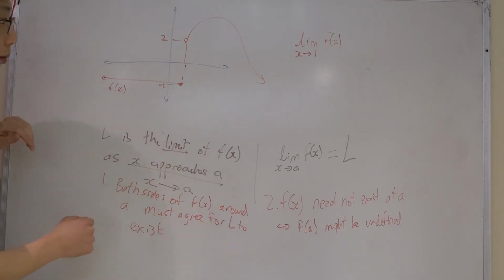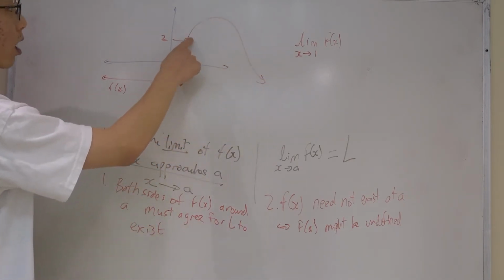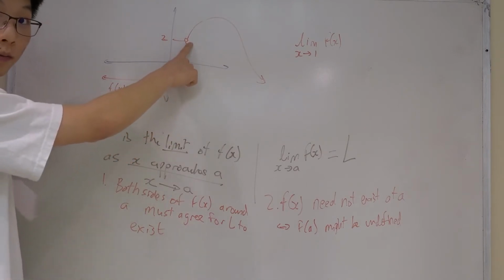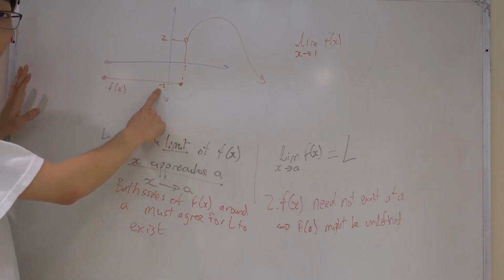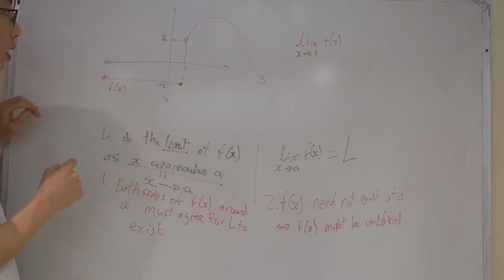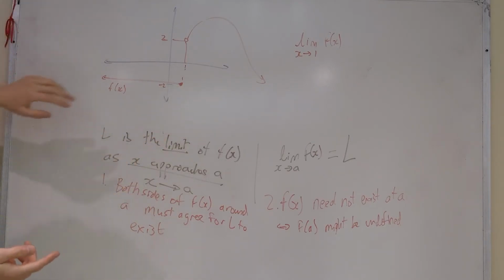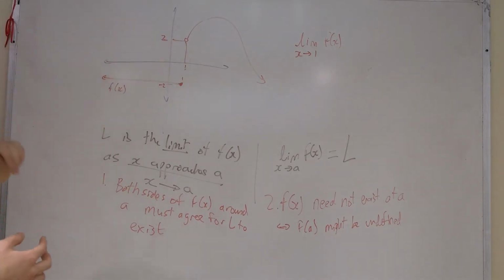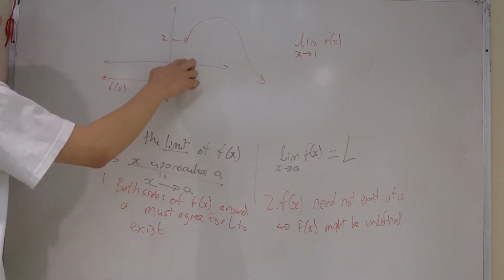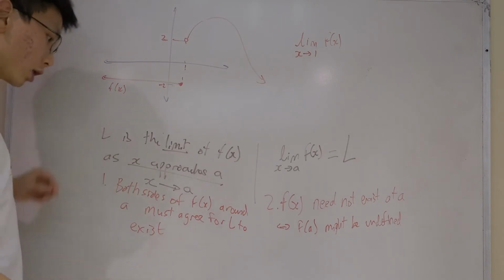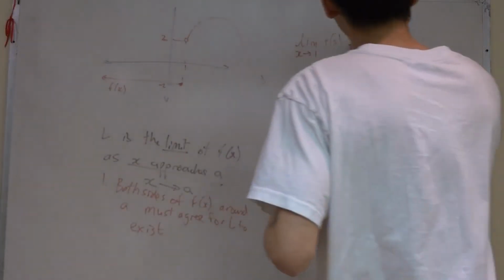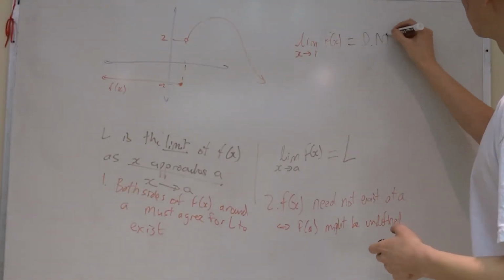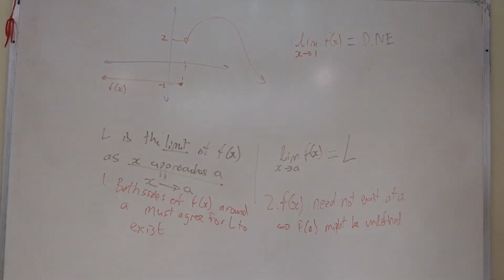Here they disagree because the right side is trying to say, I think I'm going to reach 2, whereas the left side is trying to say, no, I'm going to reach -2 by the time I reach x equals 1. Of course, the reason why they are disagreeing is because of this gigantic gap that I've drawn here. So, in this case, we actually have to say something special. We have to say the limit does not exist.